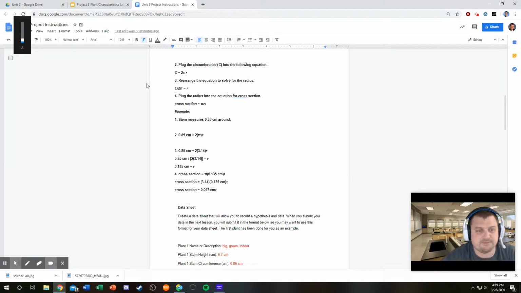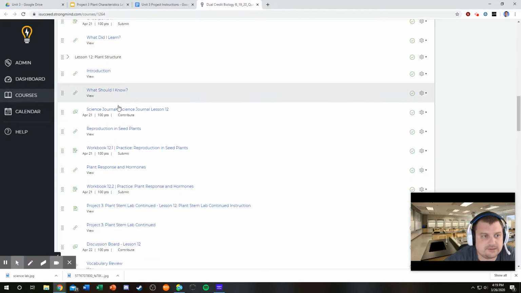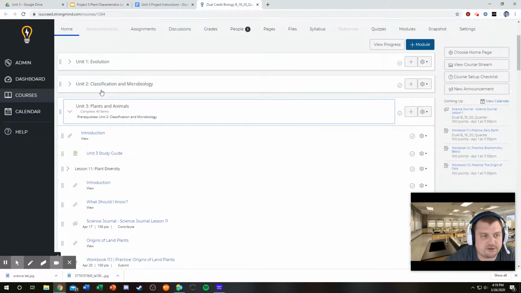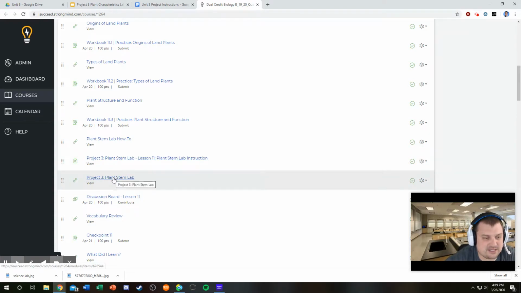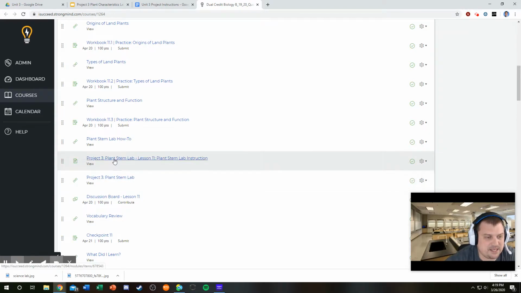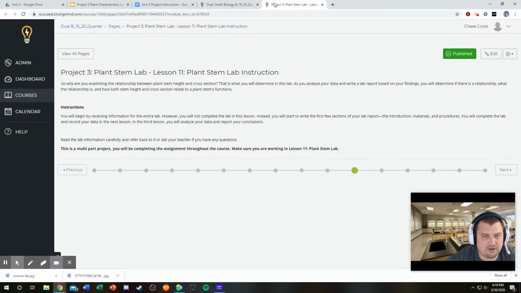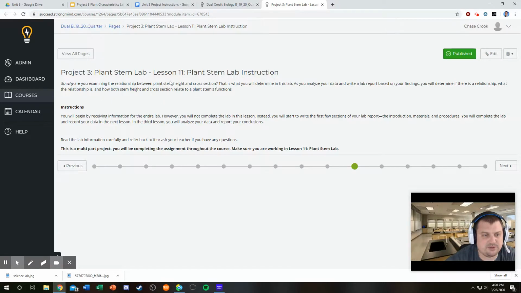Okay, awesome. Alright guys, I'm just going to do a quick little video for you here on project number 3. Project number 3 is basically looking at plant stems. I have it all up on a separate document, but basically what you will be doing is looking at the relationship between the stem height and the cross section.